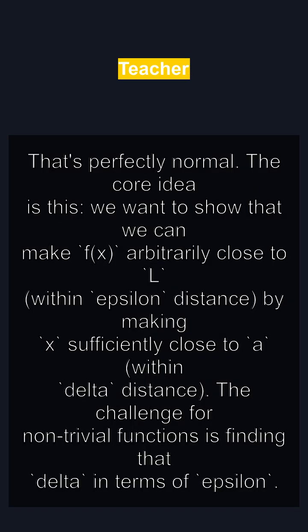That's perfectly normal. The core idea is this: we want to show that we can make f(x) arbitrarily close to L, within epsilon distance, by making x sufficiently close to a, within delta distance. The challenge for non-trivial functions is finding that delta in terms of epsilon. So, we start with |f(x) - L| < epsilon and try to work backwards to find |x - a| < delta?